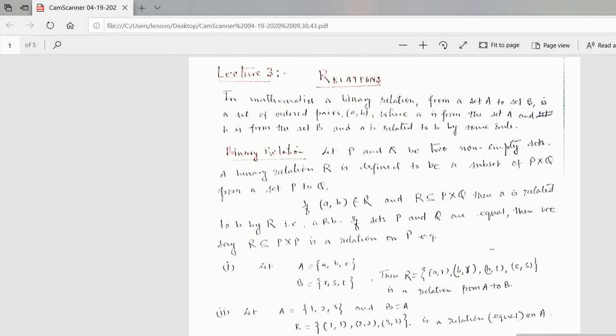Dear students, in this third lecture, we will discuss the topic relations. In mathematics, a binary relation from a set A to set B is a set of ordered pairs (a, b), where a is from the set A and b is from the set B, and a is related to b by some rule.